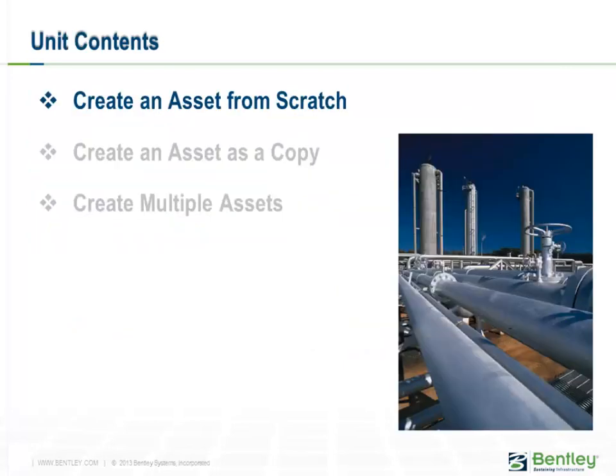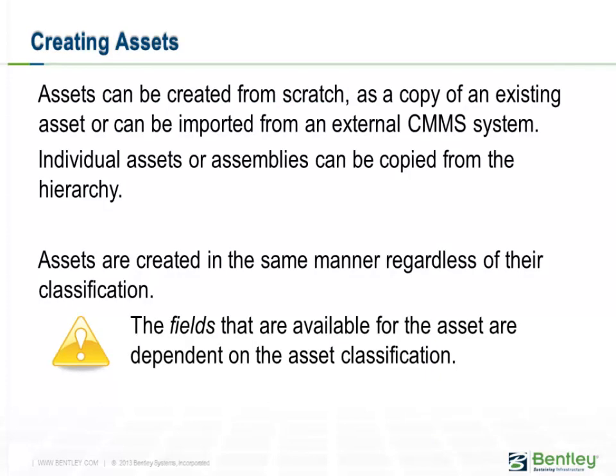In this module, we will look at manually creating assets from scratch in the APM software and also by copying an existing asset. The manner in which assets are created is the same regardless of the asset classification. However, note that some fields are not available for every asset classification. In our examples, we will be creating maintainable assets. The first asset we will create is a tank, which is part of the water and steam system.